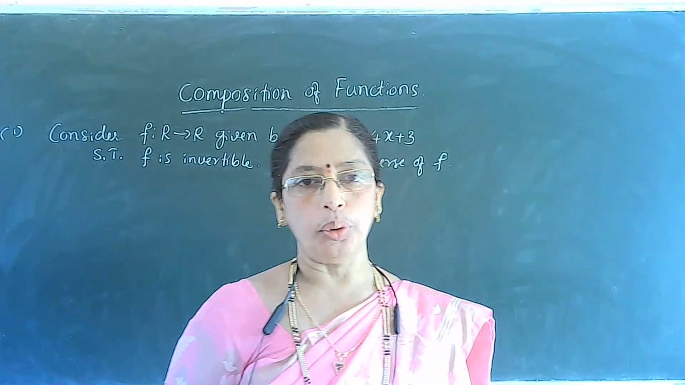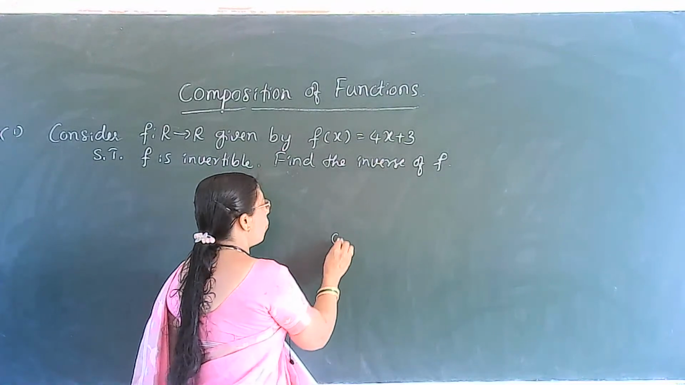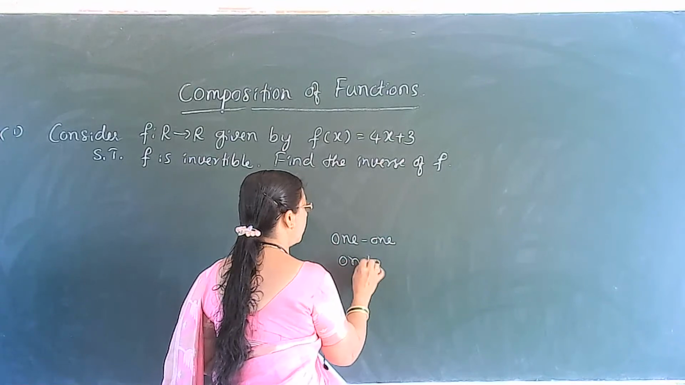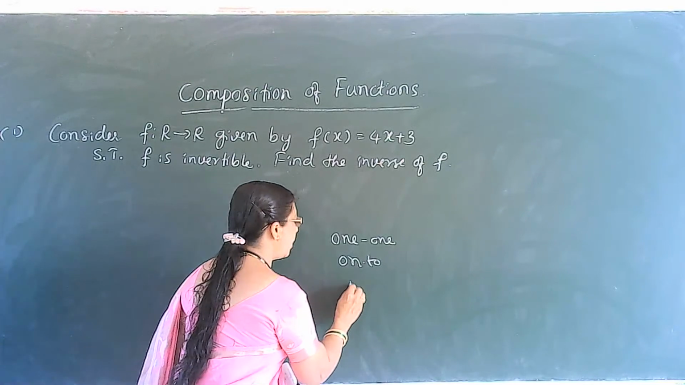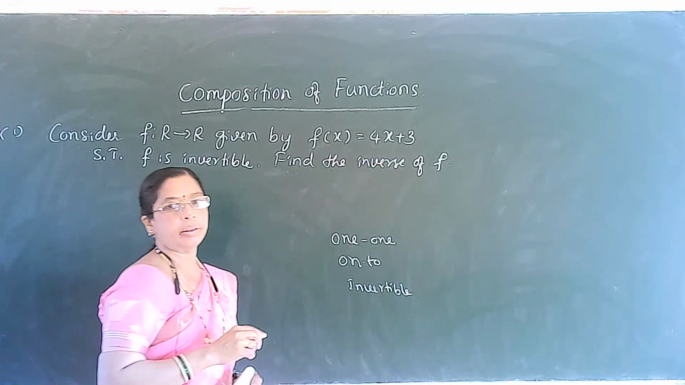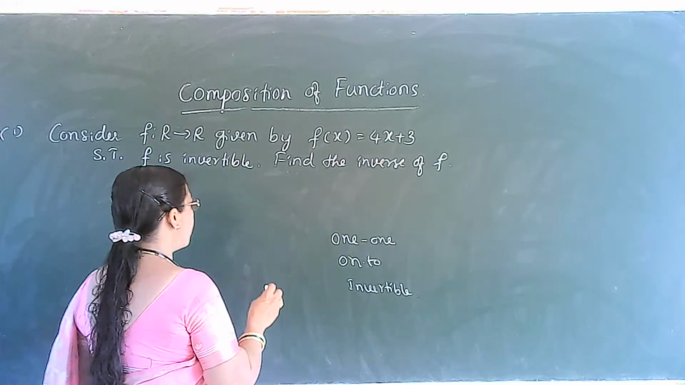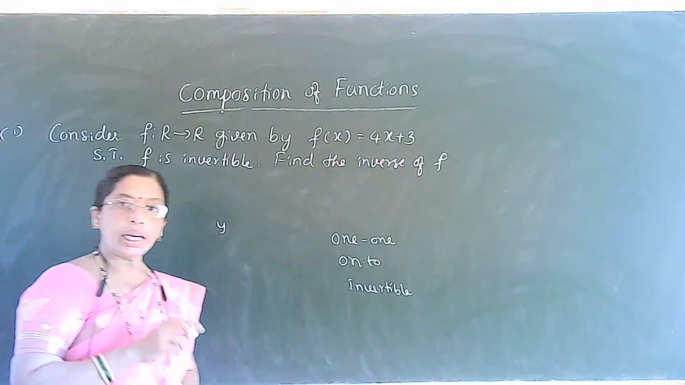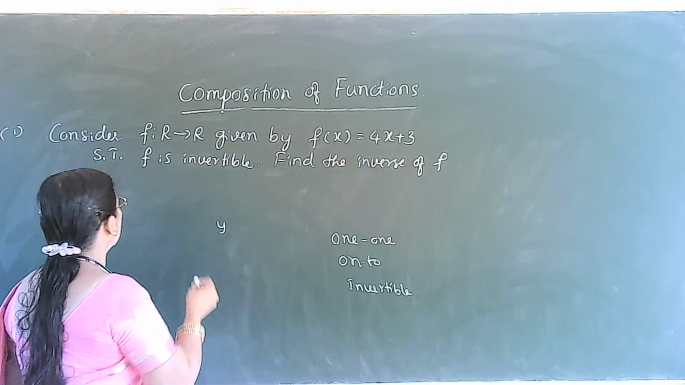Here, we can follow 2 methods. One is to show the function is one-one and onto. If the function is one-one and onto, then it is invertible. Then find the inverse of f. Another method is we take y as an element from the range.